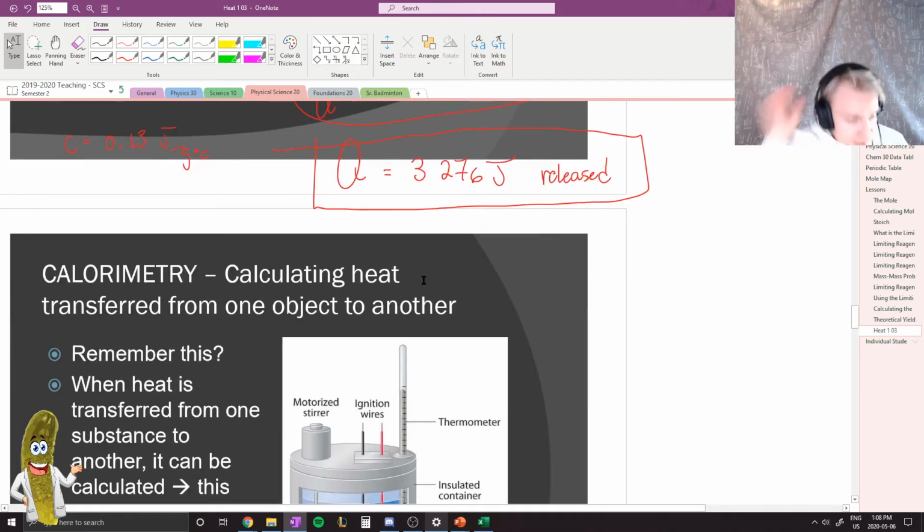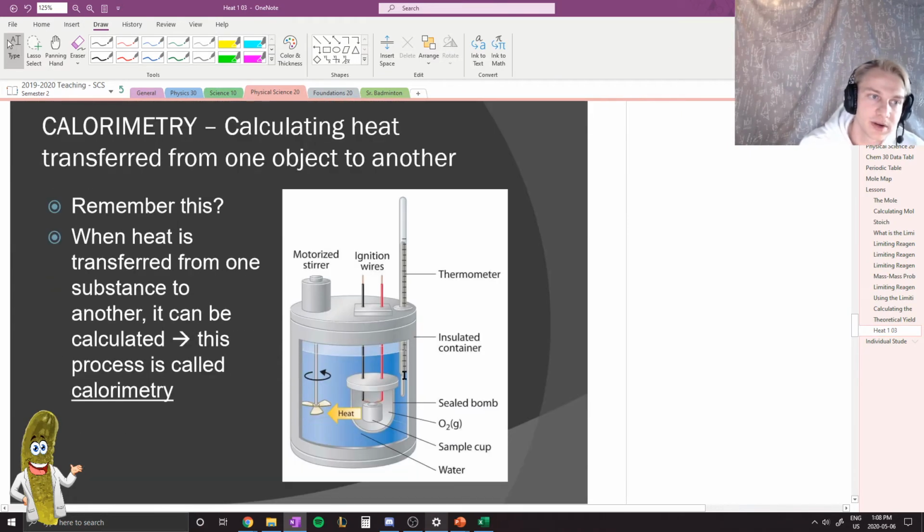Okay, so that's our second example. If we were in the classroom, we would actually set up a calorimeter and do some calorimetry. Basically, what this is calculating is heat transferred from one object into another. And so when heat is transferred from one substance to another, it can be calculated. That process is called calorimetry.